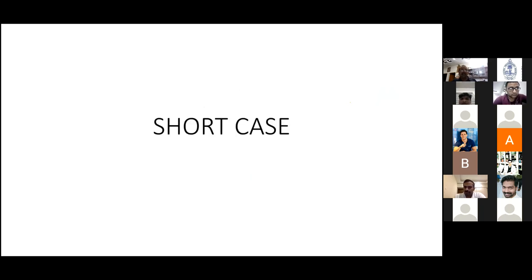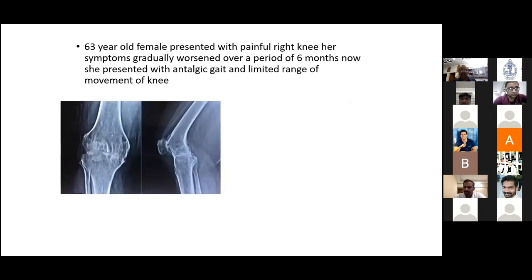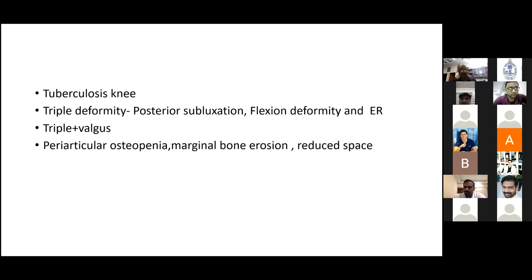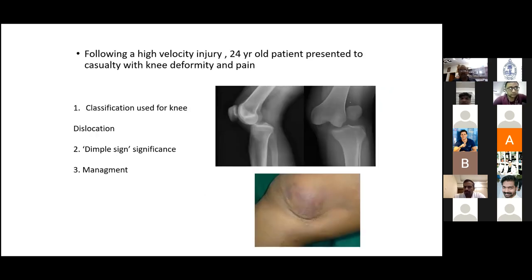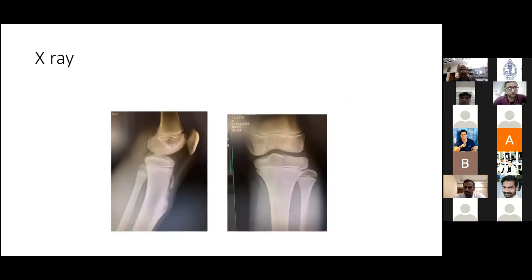I think we'll call it because the others we have to discuss again. This is actually an infection, a TB knee, which we had put. Then there is a multi-ligament injury. So we'll continue next time. I think those are all pretty long discussions.